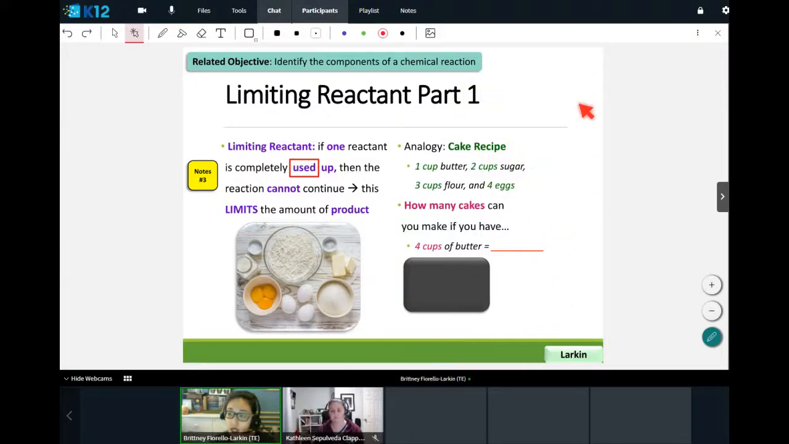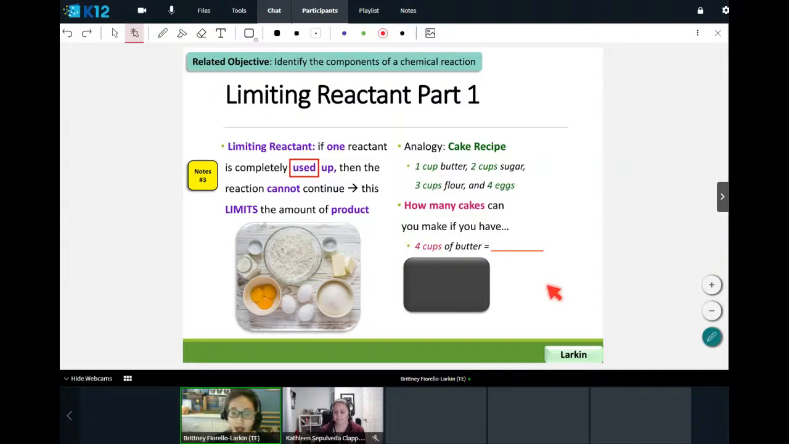All right, let's go ahead and do this example here. So we have our cake recipe. Our cake recipe here is going to be 1 cup of butter, 2 cups of sugar, 3 cups of flour, and 4 eggs. Now, this is not a real recipe. This would be pretty gross. So let's talk about, pretending we have all the ingredients we need and only 4 cups of butter, how many cakes could we make with those 4 cups of butter?